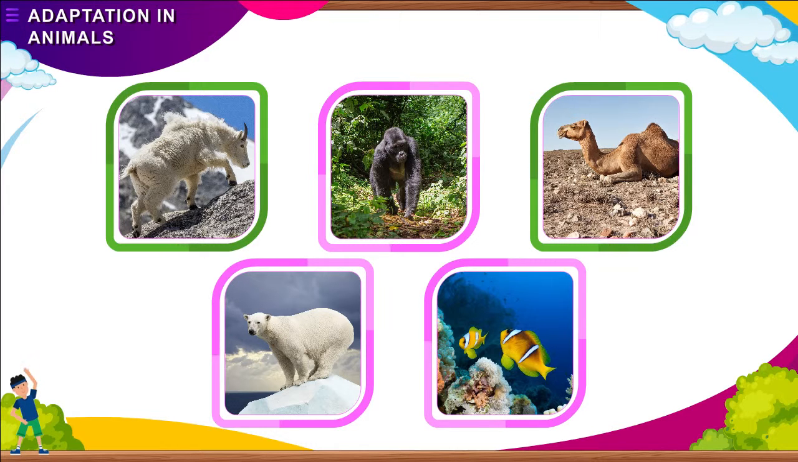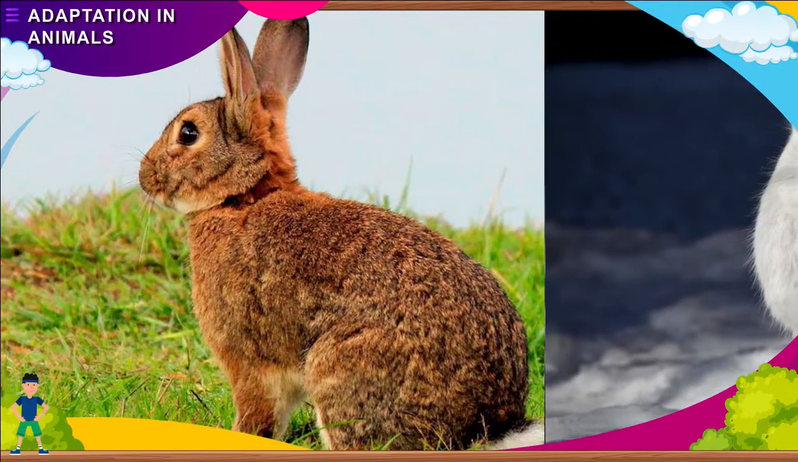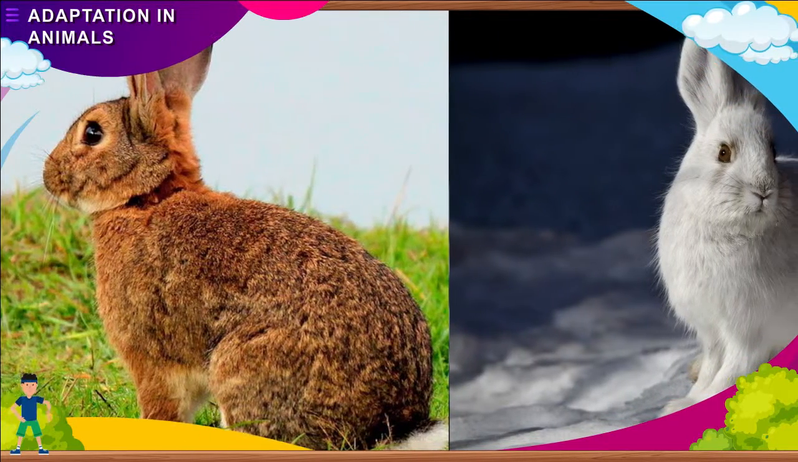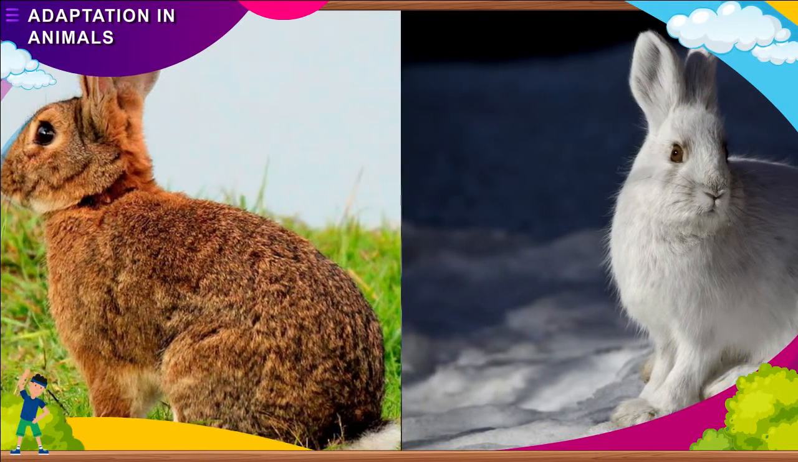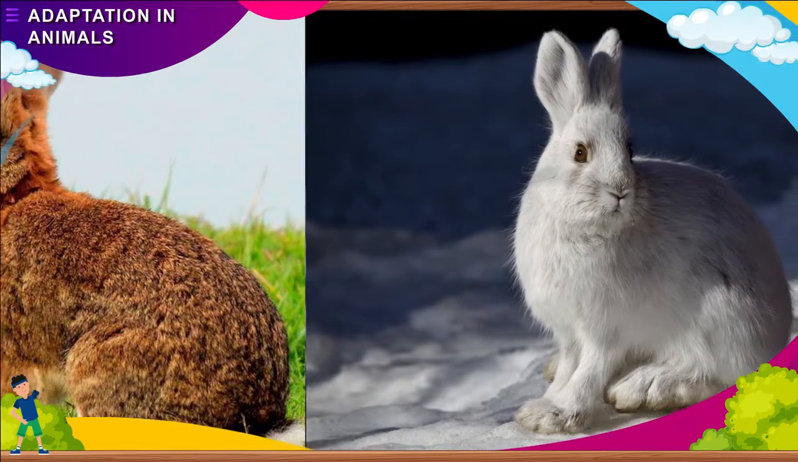The climatic conditions of these habitats are different from each other. Animals living in a particular habitat adjust themselves to survive the climatic conditions of the habitat. As you know, this process of adjustments is called adaptation.